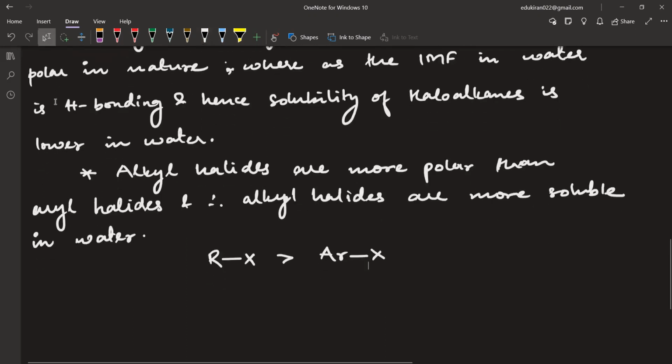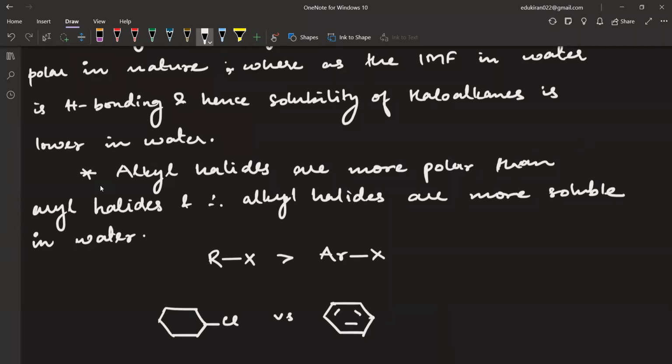You'll also get a question in NCERT which will be asking you about the solubility of cyclohexyl chloride versus chlorobenzene. Okay, so here whose solubility will be higher, A or B? Tell me, guys. A. Yeah, correct. A will be higher. Why? Because A is a haloalkane and it is more polar.